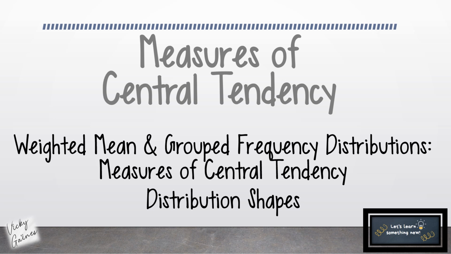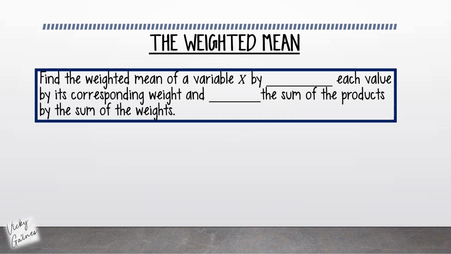Let's learn something new. The weighted mean, here's our formula explanation. Find the weighted mean of a variable x by multiplying each value by its corresponding weight and dividing the sum of the products by the sum of the weights.